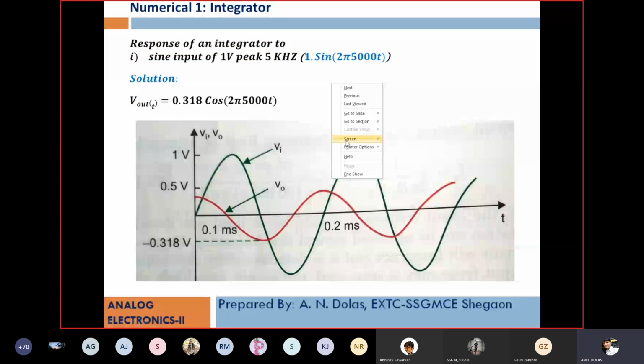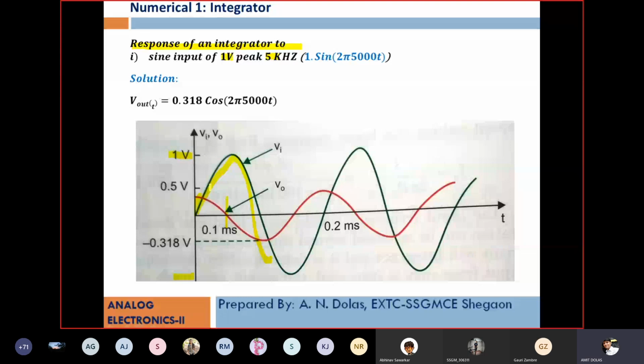last 2-3 ppts, response of an integrator to sine wave of 5 kilohertz and 1 volt peak. You can see this is the input, which is having 1 volt peak, means 2 volt peak to peak, and second one is cos. What is the phase shift between sine and cos? Yes, 90. This is the phase shift between sine and cos.